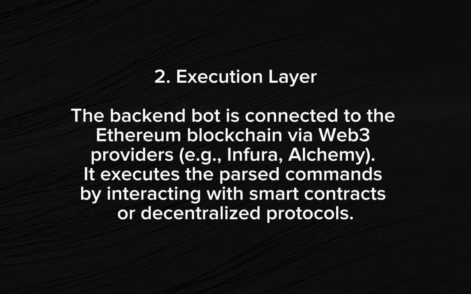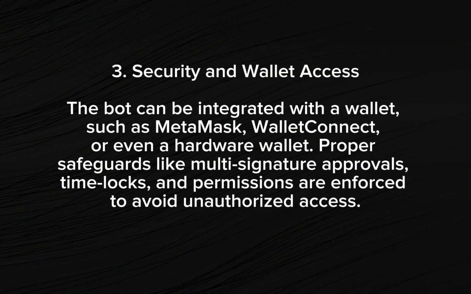2. Execution layer. The backend bot is connected to the Ethereum blockchain via Web3 providers, for example, Infura or Alchemy. It executes the parsed commands by interacting with smart contracts or decentralized protocols. 3. Security and wallet access. The bot can be integrated with a wallet, such as MetaMask, WalletConnect, or even a hardware wallet. Proper safeguards like multi-signature approvals, time locks, and permissions are enforced to avoid unauthorized access.